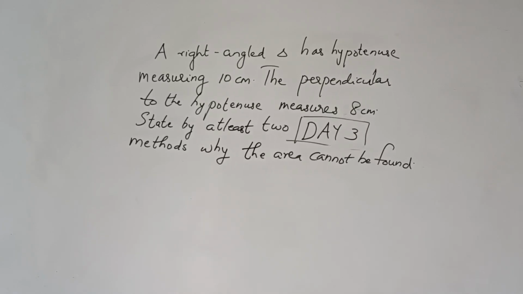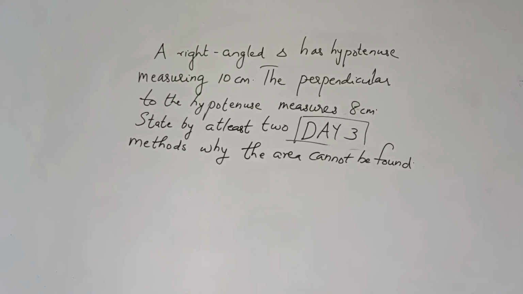This is how I changed the question and gave it to my 10th graders. A right angle triangle has hypotenuse measuring 10 centimeters. The perpendicular to the hypotenuse measures 8 centimeters. State by at least 2 methods why the area cannot be found. Now let us see why the area cannot be found and what are the 2 methods that can be used in order to prove this.